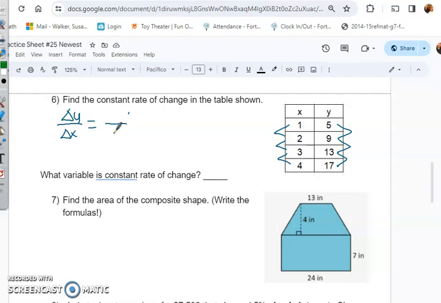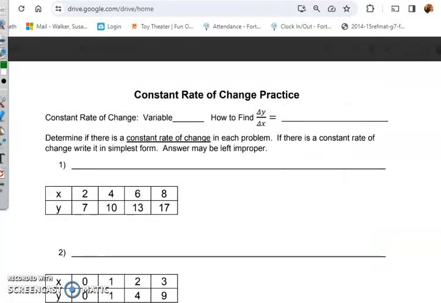That's it. Now, the next one says, what variable is constant rate of change? I'm not going to tell you this. Go look in the notes. We did it this past week. This is what the notes look like right here. Whichever letter is here, that's what it is.